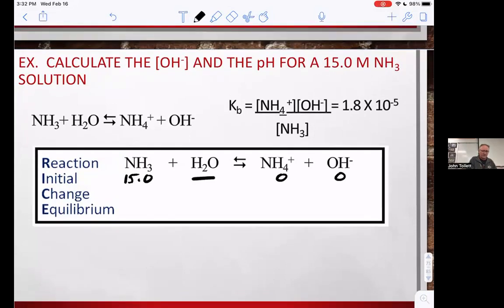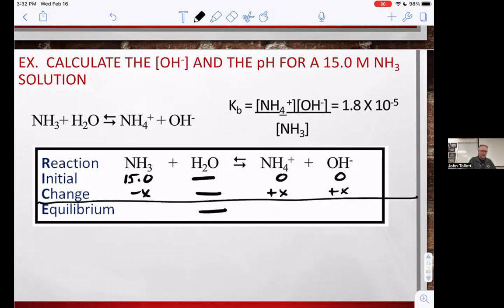And so I'm going to leave it out of the expression by just drawing lines down here. If you want to do minus X in there, that's fine, but it's not relevant. So I'm going to lose X amount of this. I'm going to gain X amount of this and gain X amount of this. At equilibrium, what I'm going to have is 15.0 minus X, X, and X.